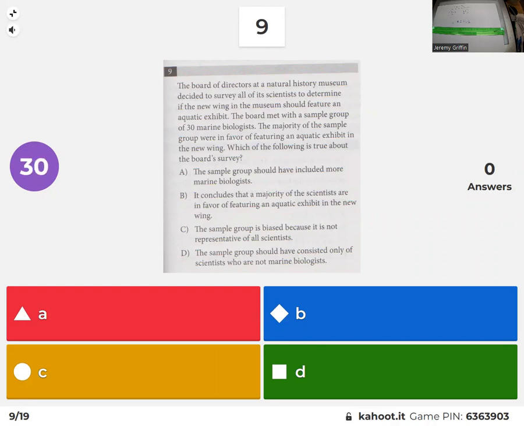A, the sample group should have included more marine biologists. B, it concludes that the majority of the scientists are in favor of an aquatic exhibit in the new wing. Option C, the sample group is biased because it is not representative of all scientists. Or D, the sample group should have consisted of only scientists who are not marine biologists.